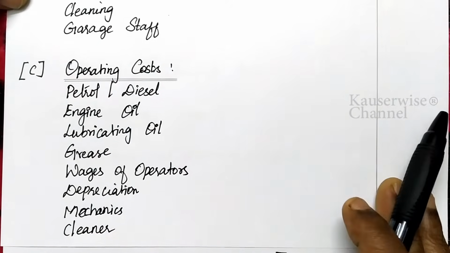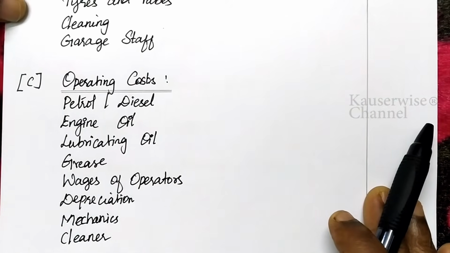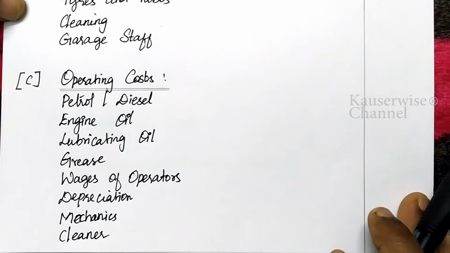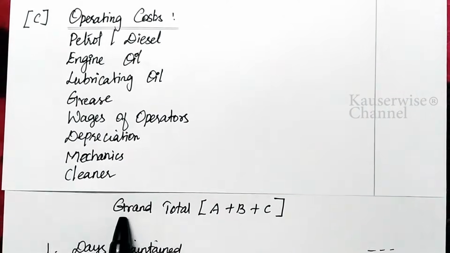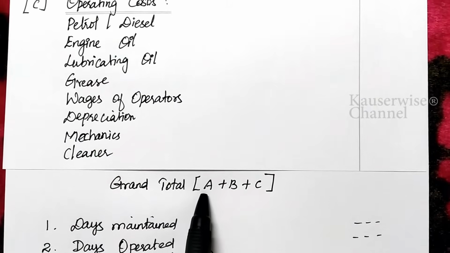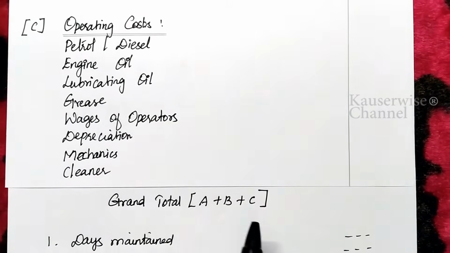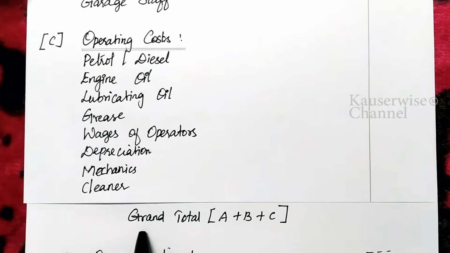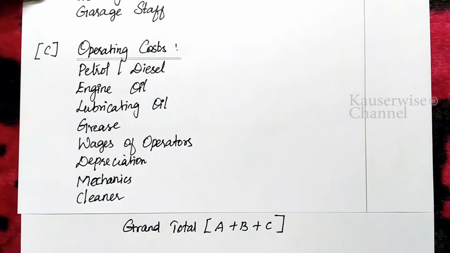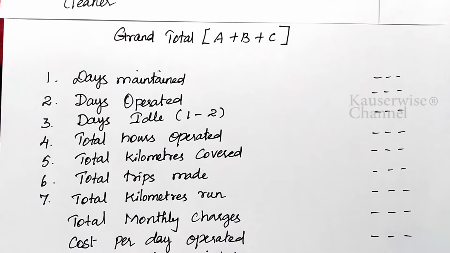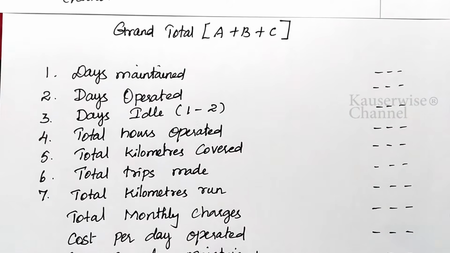These are the three different components of cost which are required to maintain the cost record for a transport company. And finally, find the grand total, that is the fixed total, maintenance charges total, and operating cost total. So the grand total is the total cost for the particular vehicle. Now these are the additional information which is required to maintain for the transport sector.